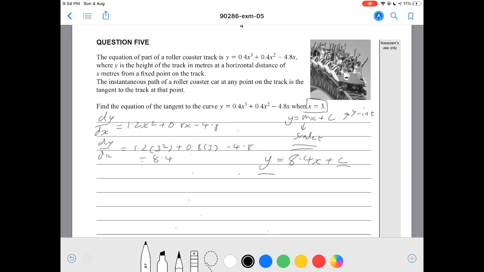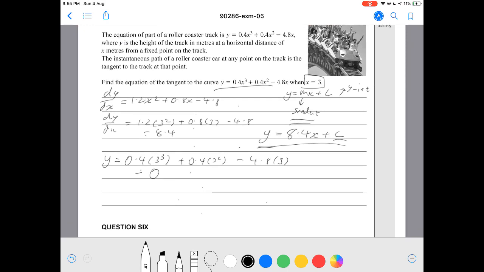The reason for this is that for a tangent to a graph, the tangent is touching the function. That means when x equals 3, the tangent is equal to our y curve. So if we substitute x equals 3 into our y equation, we will theoretically get the correct y point for our tangent point as well, because they're both touching at that point. So we substitute 3 into our y equation. y equals 0.4 times 3 cubed plus 0.4 times 3 squared minus 4.8 times 3. And the answer should come out to be 0. So now you know that when x equals 3, y equals 0.